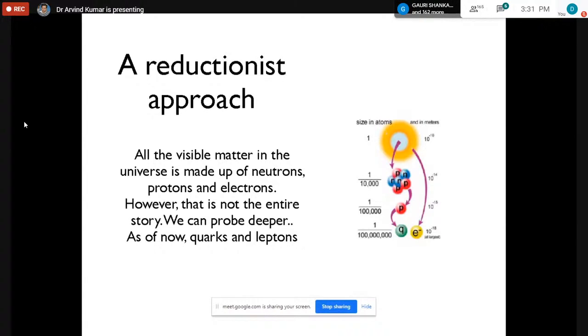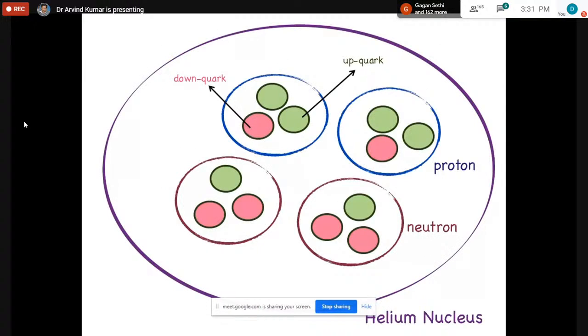The next slide. So, for example, the helium nucleus has two protons and two neutrons, and each proton is made up of two up quarks and a down quark, whereas the neutron is made up of two down quarks and one up quark, and so on. Okay, the next slide.